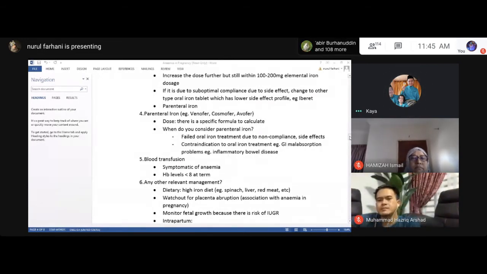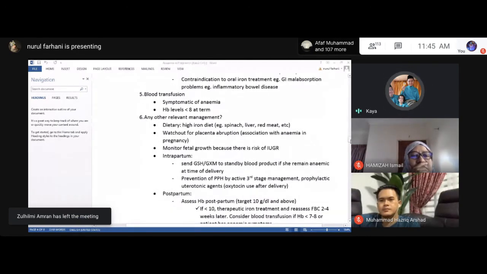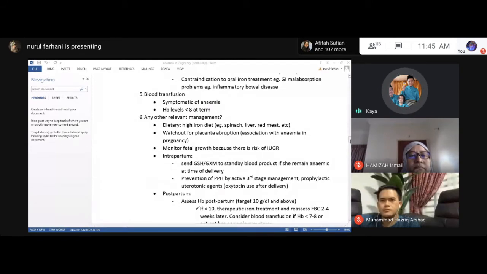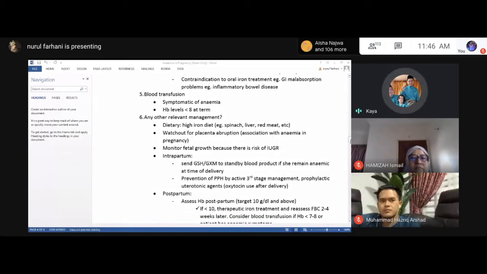Right. Any relevant management we can do for our patient is to encourage a diet rich in iron, such as spinach, liver, red meat, etc. And we want to watch out for placental abruption, which is one of the complications of anemia. And then we monitor the fetal growth because anemia is associated with fetal growth restriction.